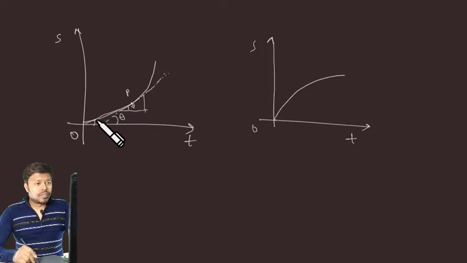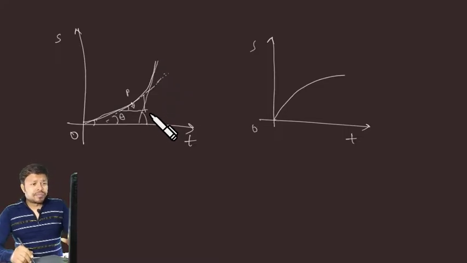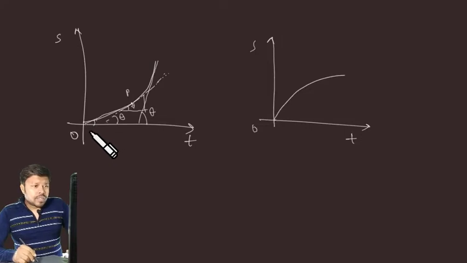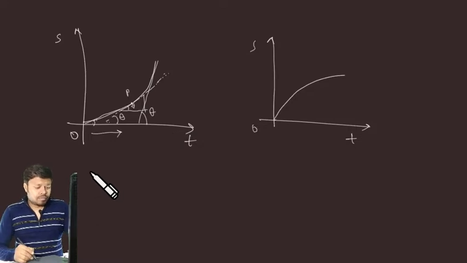So theta, this angle. At this point, what is the velocity? The tangent is this theta. See here, when the time increases in this direction, the value of theta also increases, right? See, the value of theta looks like this. Let me draw it more clearly.